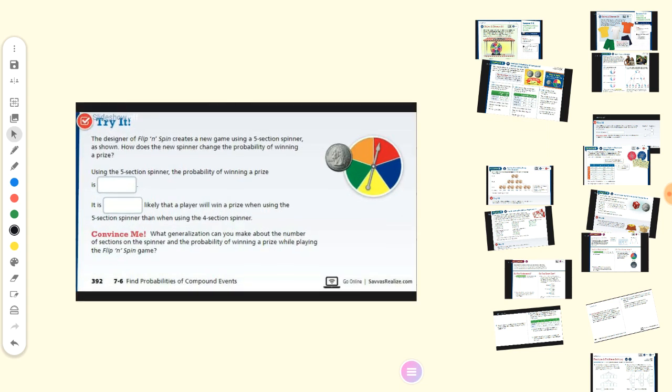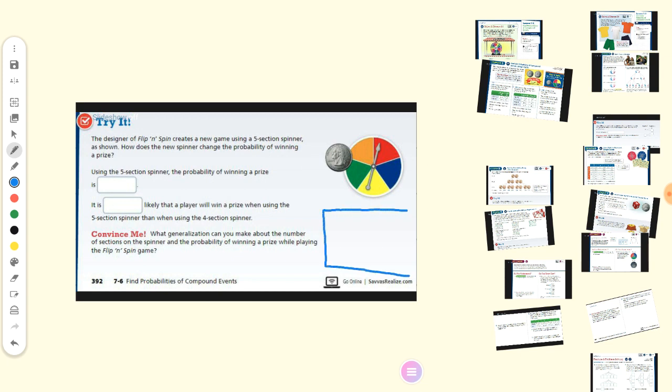A designer of Flip and Spin creates a new game using a 5-section spinner, as shown. How does the new spinner change the probability of winning a prize? Using the 5-section spinner, the probability of winning a prize is... Okay, we have to make the spinner table. How many colors does the spinner have?